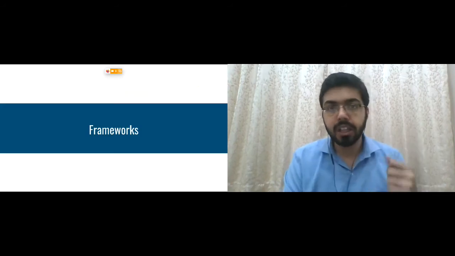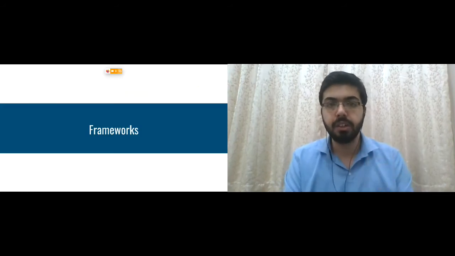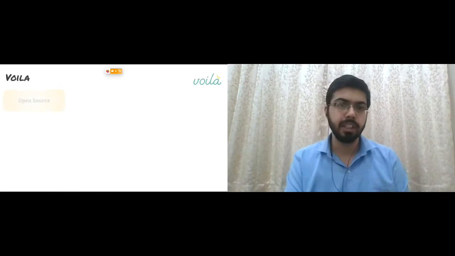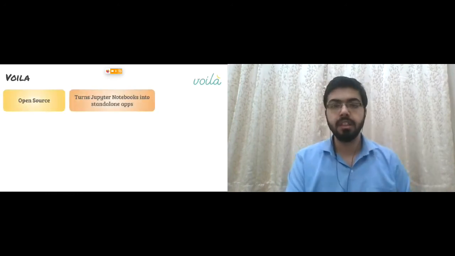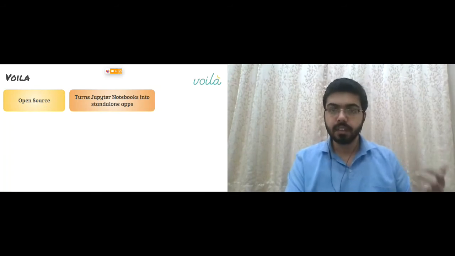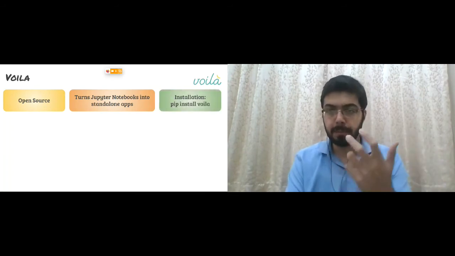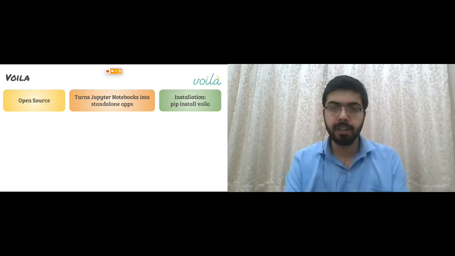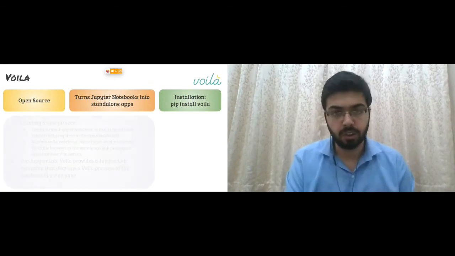Now I'm just going to quickly go through each of these frameworks and introduce different concepts that are part of them. So Voila is the first framework that we'll be looking at. It's an open source framework. It turns Jupyter notebooks into standalone apps. The way to install this is pip install Voila. Go to your terminal, just say pip install Voila, and it will get installed.